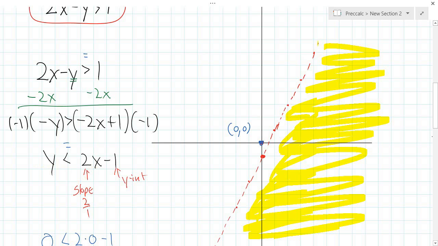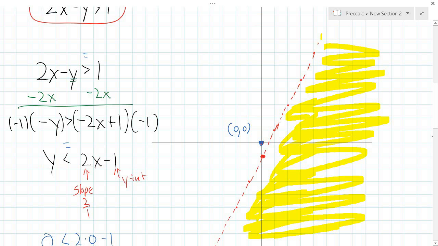But I still need to see the dividing line between these two regions. And so I use a dotted line so that I can see the line, but that I know that none of the points along the line are solutions. Instead, all of the points on the right side of the line are solutions. Okay? So that's how you graph an inequality. Graph the line, test a point, and depending on how that test goes, you shade one side of the line or the other.